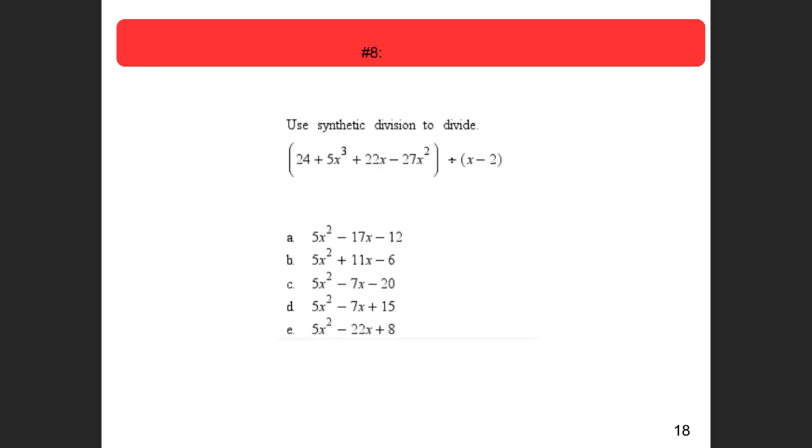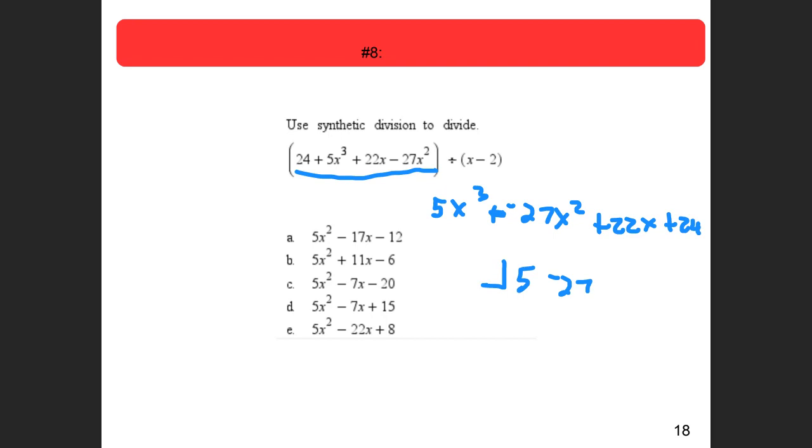Number 8, use synthetic division to divide. Now, this time they're trying to trick you by putting all these in different orders. So what we really want to do is make sure that it's in standard form. So I'm going to rewrite this as 5x to the third minus 27x squared plus 22x plus 24. Now if I use synthetic division, that's going to give me 5, -27, 22, 24. And I'm going to use a 2 in here.